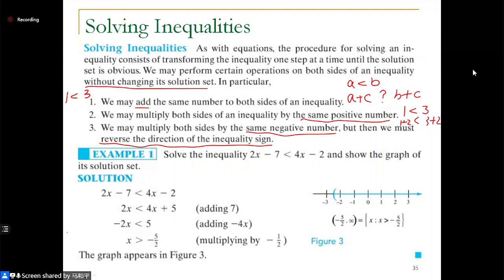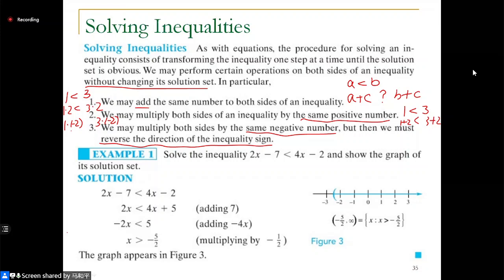1 is less than 3. And multiply both sides by a positive number, you know. 1 times 2, 3 times 2, without changing the order, right? But if we multiply by minus 2, please tell me which one is bigger. It's 1 times minus 2, 3 times minus 2. Which one is bigger?